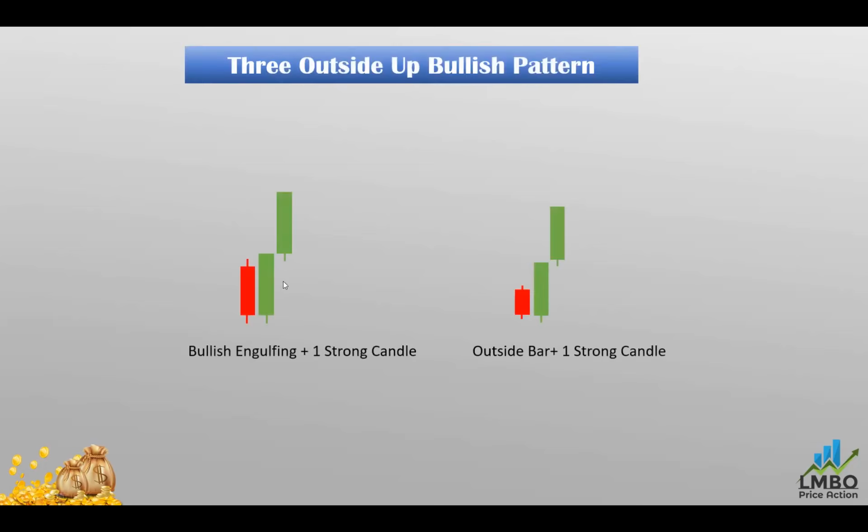Let's find 3 inside up. Now, just to understand this pattern, why is it called outside? Why is there the name outside? The second green candle is closed outside the red candle.